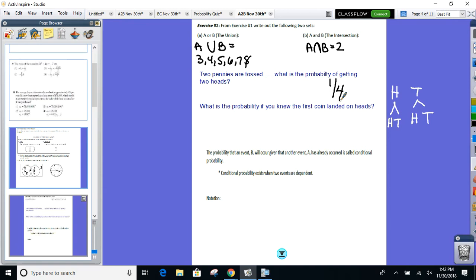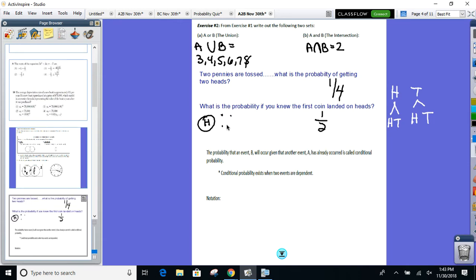What are we thinking? Why 1/2? Because you already know the first one landed heads, so now what's the probability the next one lands heads? 1/2. That's the kind of probability I'm going with you today: now that you know something occurred, what's the probability of something else? Given this already happened, what's the probability of something else now? This is called conditional probability.